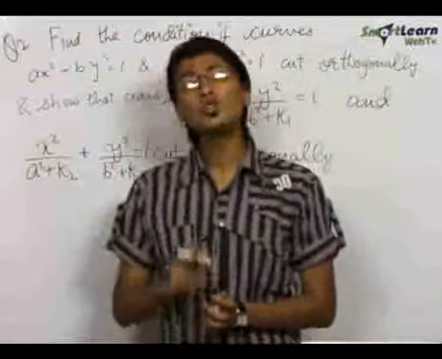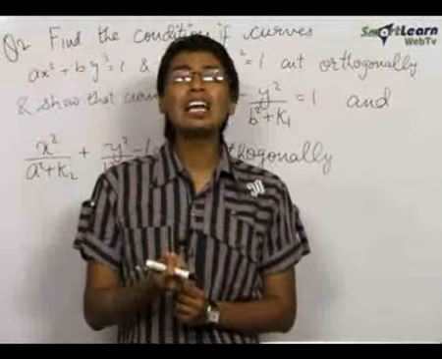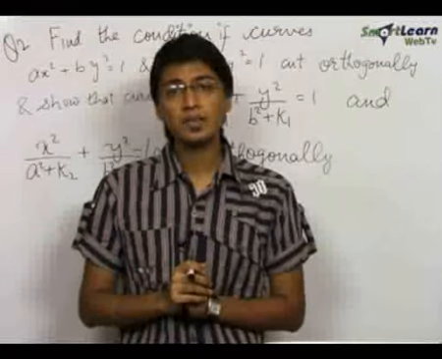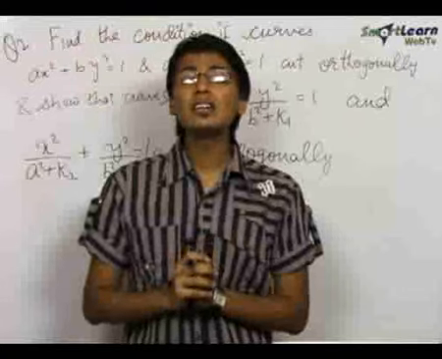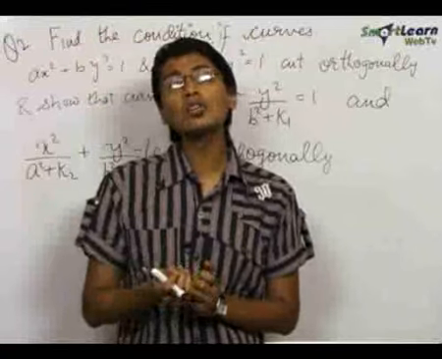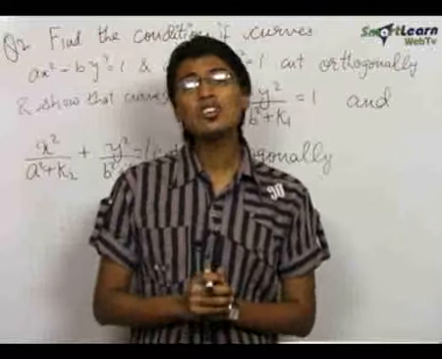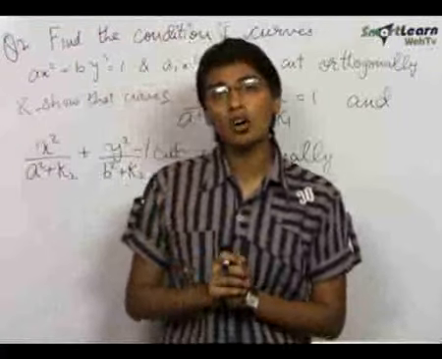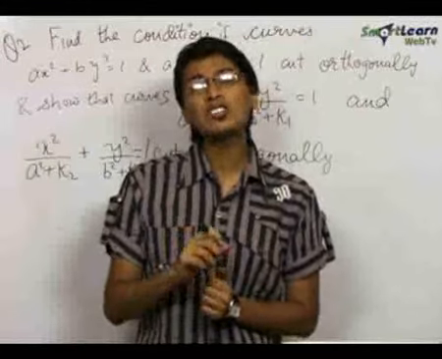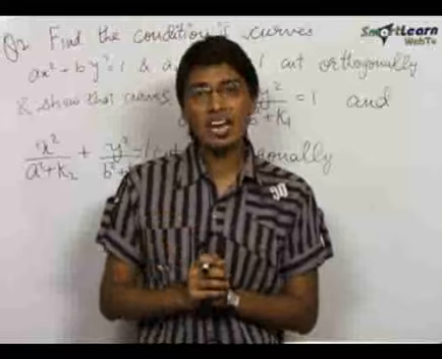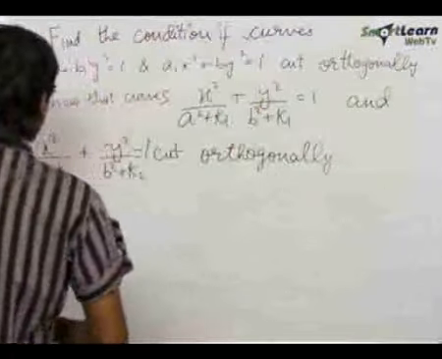Now what do you mean by two curves cutting orthogonally? It means that at the point of intersection, the angle between the two curves is 90 degrees. Hence, what we learned earlier is that the angle between two curves is equal to the angle between the two tangents made at the point of intersection. Hence, in order to prove that these two curves are cutting orthogonally, we just need to show that at the point of intersection, if we make tangents to both the curves, then the angle between the tangents will be 90 degrees. So let us write the equation of tangents for both the curves.